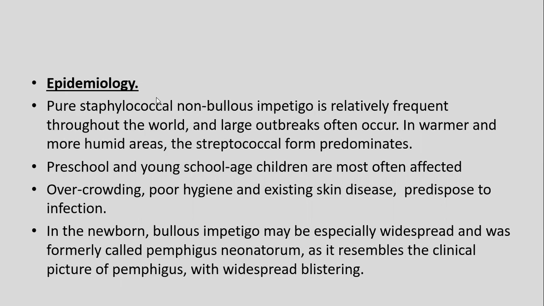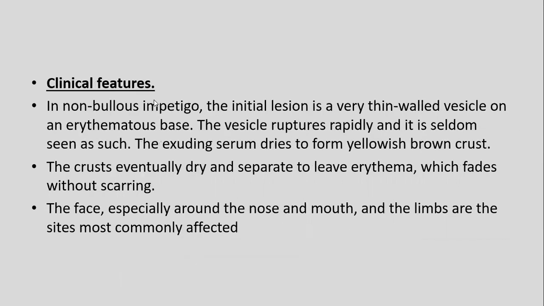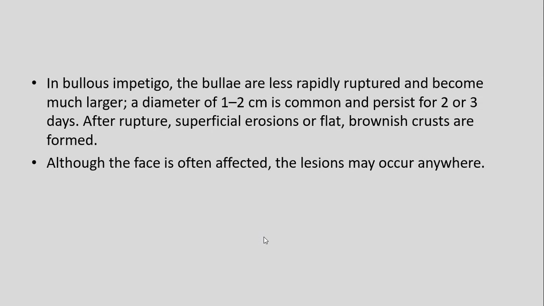The clinical features. In non-bullous impetigo, the initial lesion is a very thin-walled vesicle on an erythematous base. The vesicle soon ruptures and is seldom seen as such. The exuding serum dries to form a yellowish brown crust. The crust eventually dries and separates to leave erythema, which fades without scarring. The face, especially the nose and mouth, and the limbs are the sites most commonly involved.